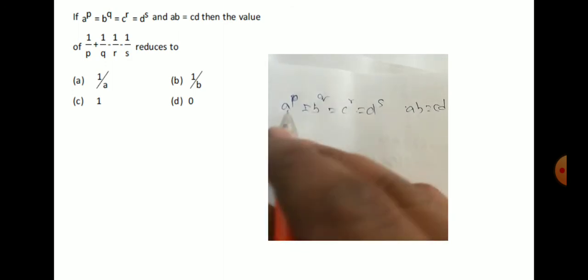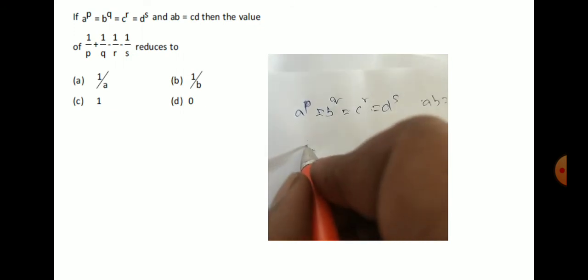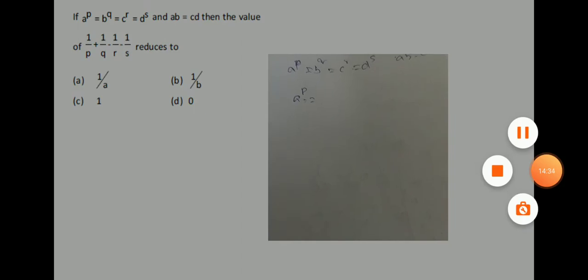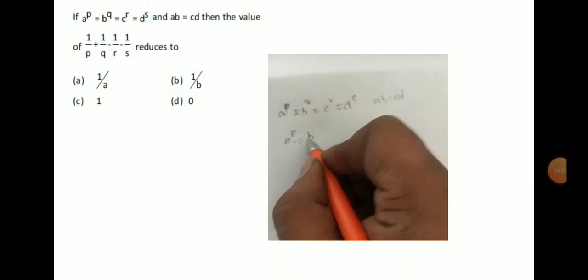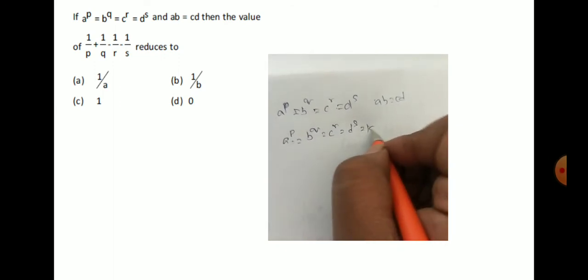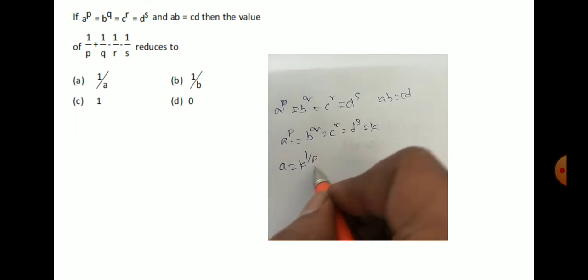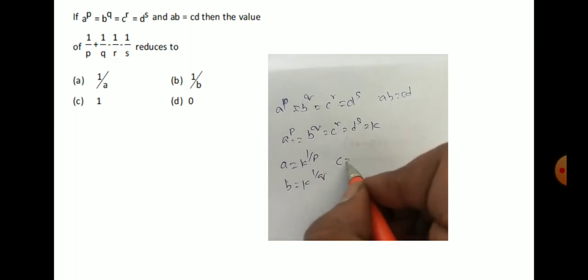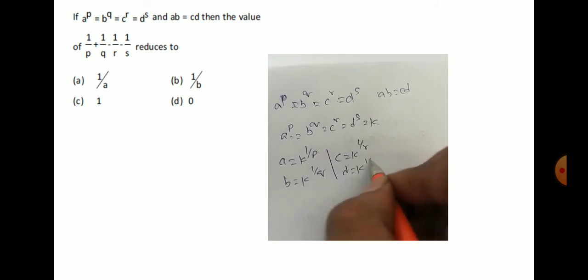Okay, see here they have given a power p is equal to b power q is equal to c power r is equal to d power s. I will equate it into k. Therefore, a is equal to k power 1 by p, b is equal to k power 1 by q, c is equal to k power 1 by r, and d is equal to k power 1 by s.